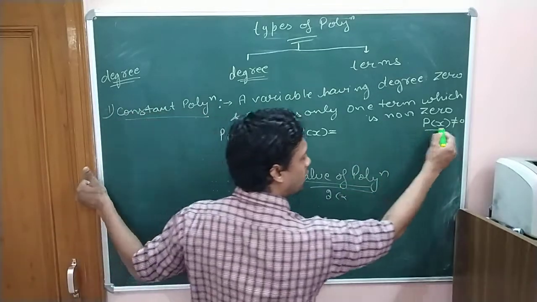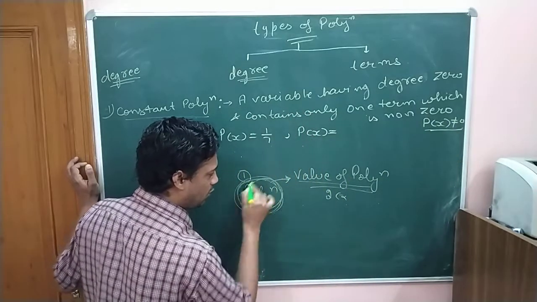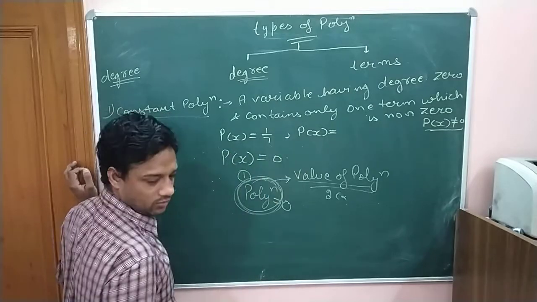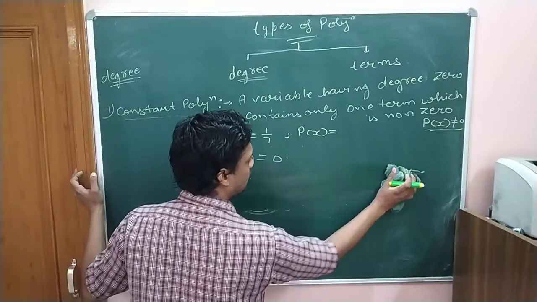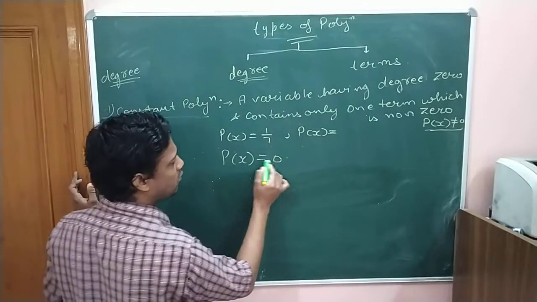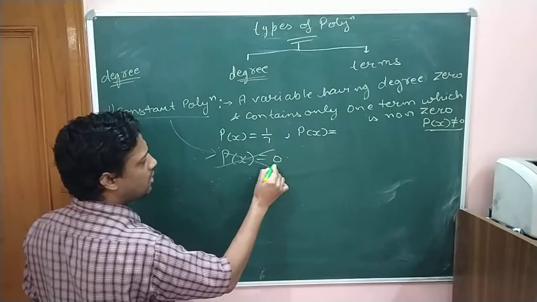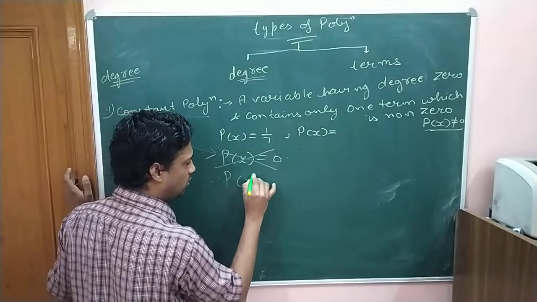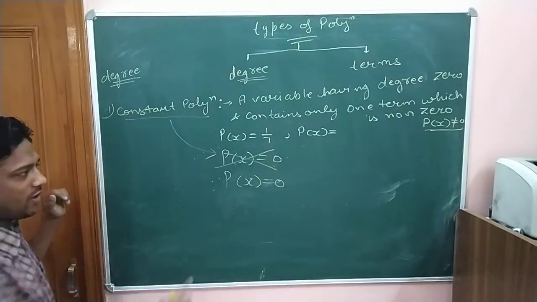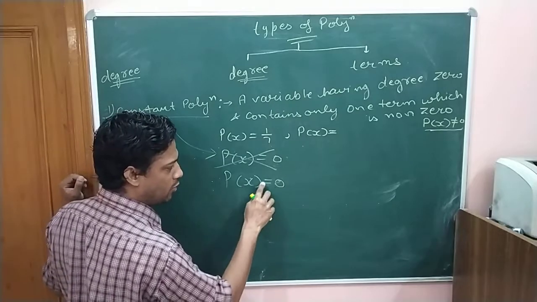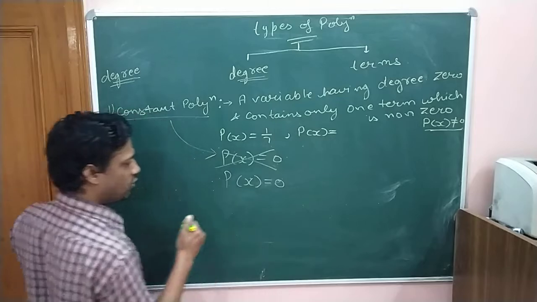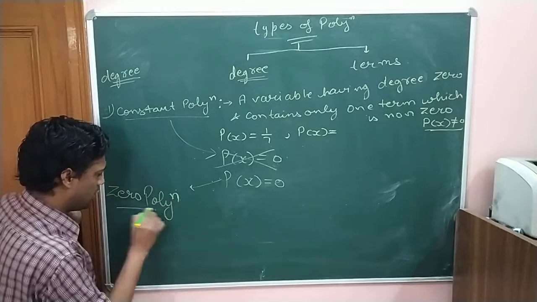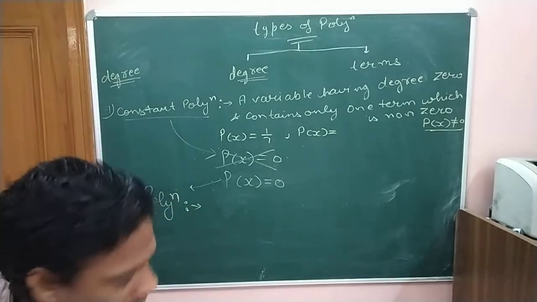Clear? Here I said that the polynomial is equal to 0, like this, p(x) equals 0. If p(x) equals 0, it is not a constant polynomial. I am not talking about the value of the polynomial, I am talking about the polynomial. If the polynomial is equal to 0, then it is called a zero polynomial. We'll talk about it later.